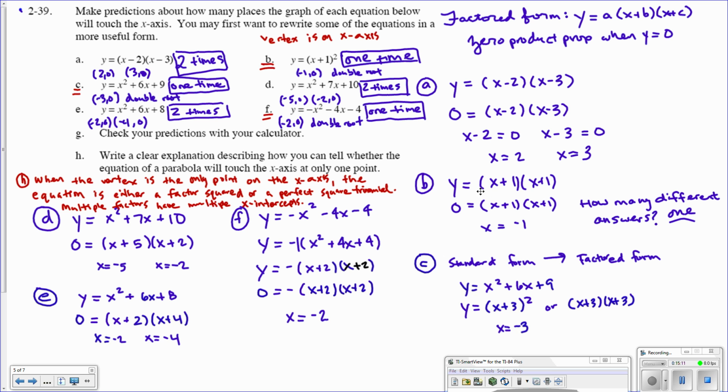Okay, so we're looking here. We see the same factor, so we know that this one is going to end up being the vertex. This one here, we know it's going to end up being the vertex. This one down here, we know it's going to end up being the vertex. All the other ones there's multiple factors, so we have multiple roots.